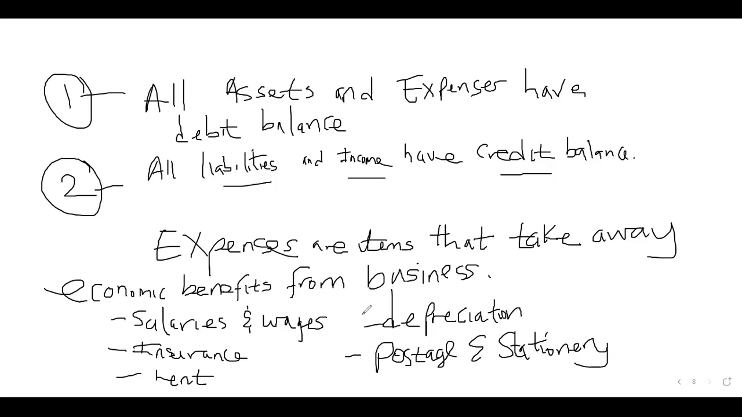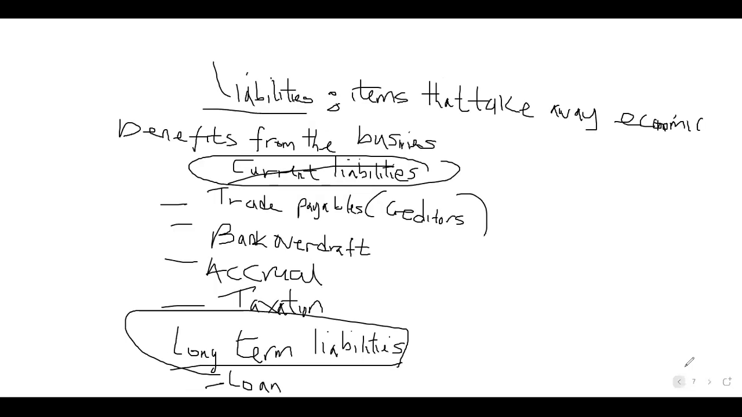So liabilities, we can talk about accruals and other things like the bank overdraft, trade creditors, bank overdraft, accruals, taxation. These are the liabilities that we actually look at. So this is just about what you need to know as you are getting down to these expenses.